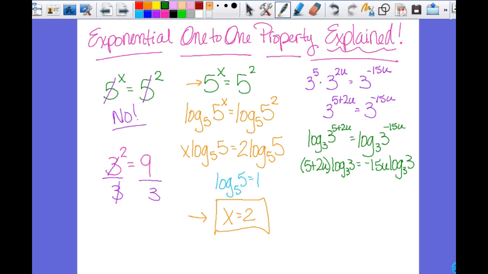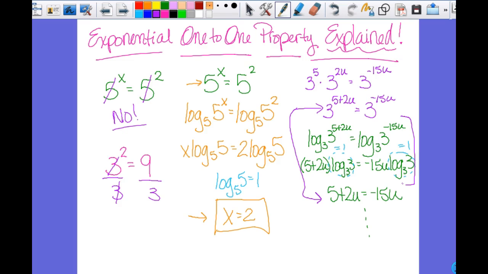And then at this point, this equals 1. So this whole thing here equals 1, and this whole thing here equals 1. That's why at this point we get to say that 5 plus 2u equals negative 15u. And then we go from there to solve it. But we're allowed to go from here directly to here because the one-to-one property is basically saying that this kind of thing works every single time. I wouldn't have to do log base 3 of 3.